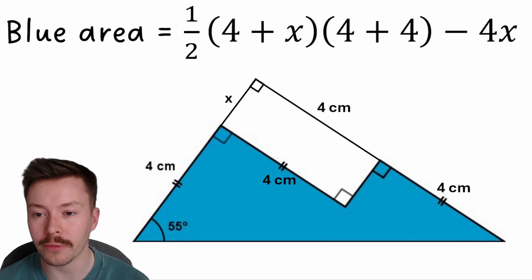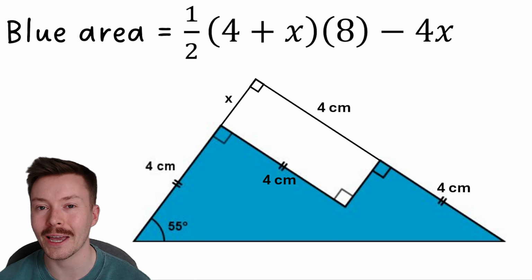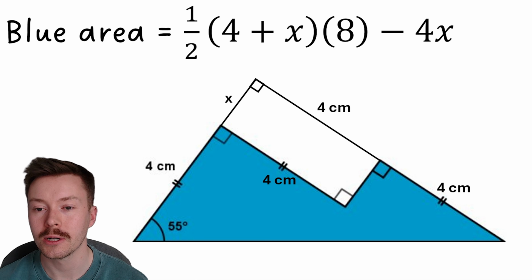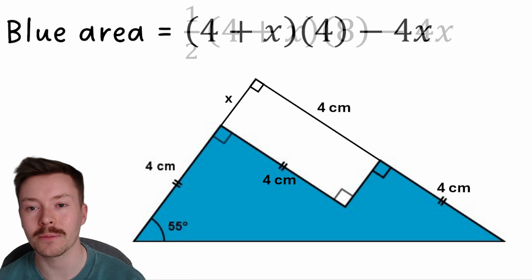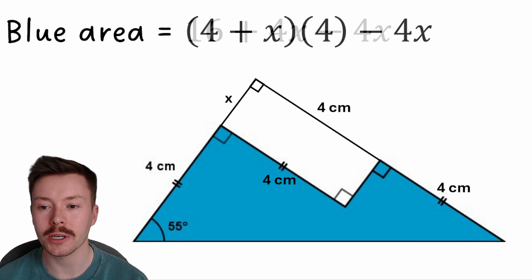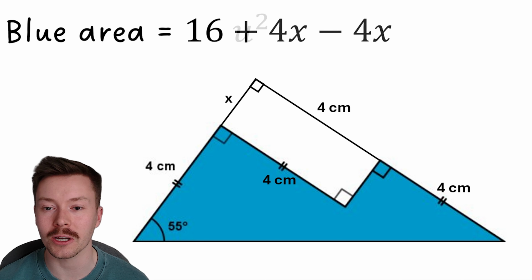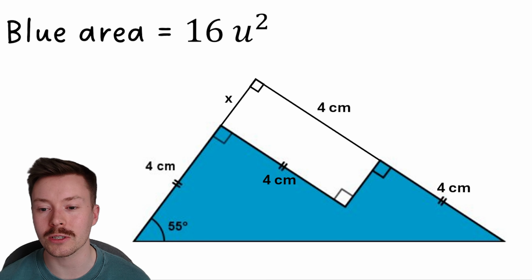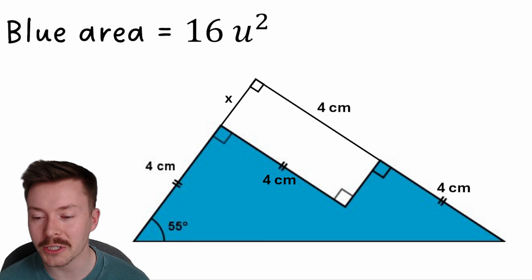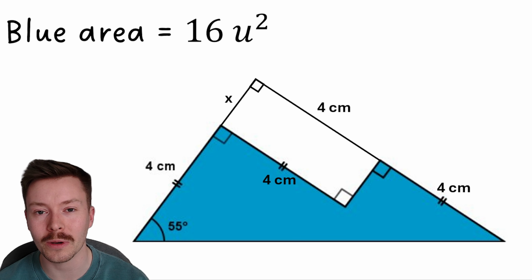Now, if we start simplifying this, what we get is a half times 4 plus x times 8, minus 4x. The half times the 8 becomes 4. And then we've got 4 times 4 plus x, which will give us 16 plus 4x, minus the 4x for the rectangle, which gives us a final answer of 16 units squared for the area. That's a pretty nice answer and a nice way of solving that problem.